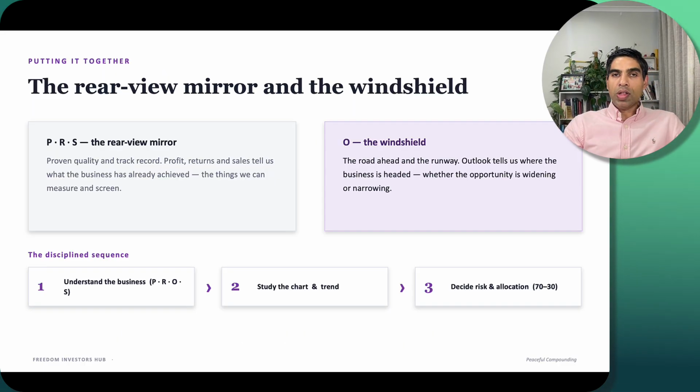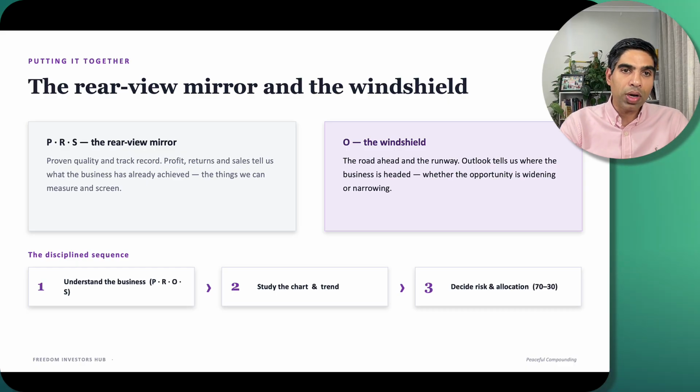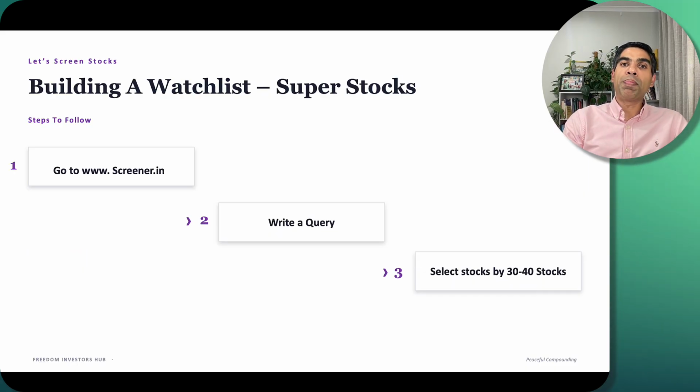Now that we have the bulk of this with us, PRS, profit growth, return on equity, and sales growth, this is really going to tell you how the business has done. So it's more like looking at the rear view. But when you understand the outlook, we would look at the windshield. We are looking at what lies ahead, right? And that's also important. But it's also important to select the right kind of company, the good quality company, which is doing well right now, and more often than not will continue to do well even in the future. So PRS is what we are looking at. We'll understand the business by looking at the PROS framework. And then we will look at the chart, look at the trend, and decide on the risk and allocation. But for now, we are building that watch list.